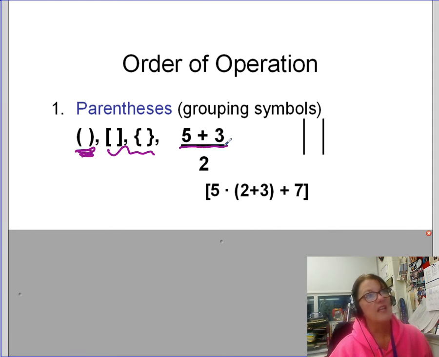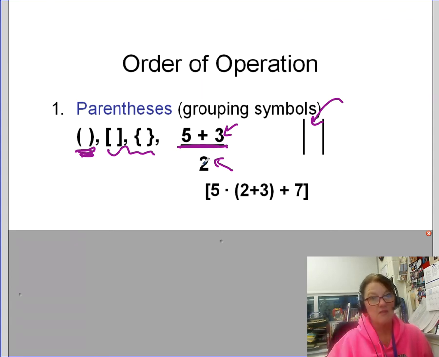I want to highlight this, a big giant fraction bar. You've got things going on in the numerator and the denominator. Yes, it kind of acts like a grouping symbol. It means you need to evaluate what's going on in the numerator and denominator. Absolute value, treat that also like a grouping symbol. And when you see grouping symbols nested within other grouping symbols, we start at the innermost grouping symbol and then work our way outward using order of operations.